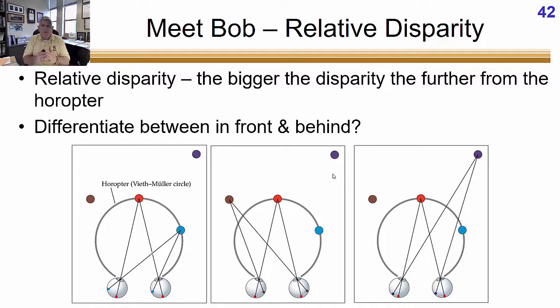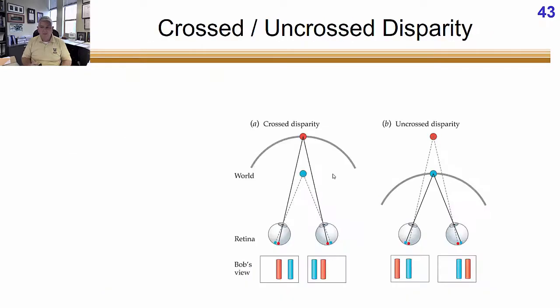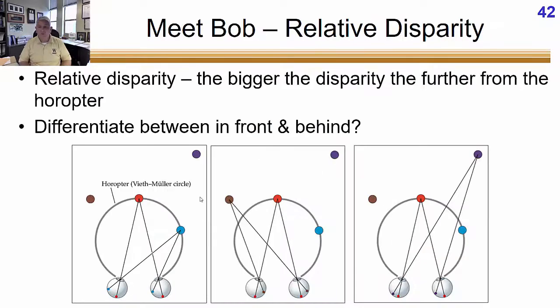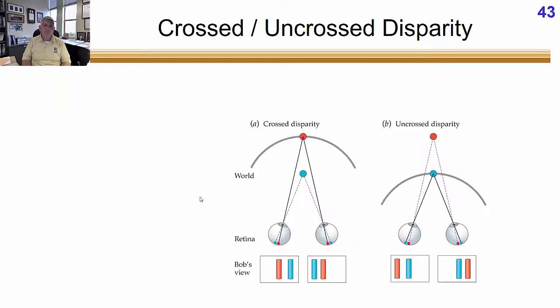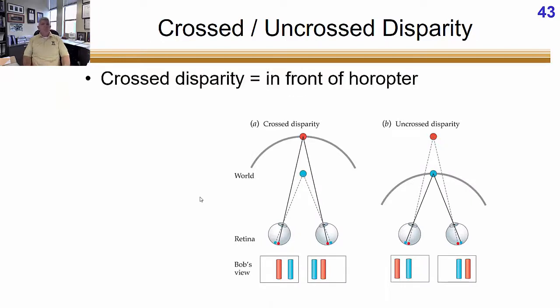Now we have a way to measure how far away from the horopter an image is, but what about if we want to know if it is in front or behind? It turns out that yes, we can do that. If I were to put a green dot in front of the horopter, it would produce crossed disparity, whereas the things behind the horopter we call uncrossed disparity. So what am I talking about? Crossed disparity is in front of the horopter.